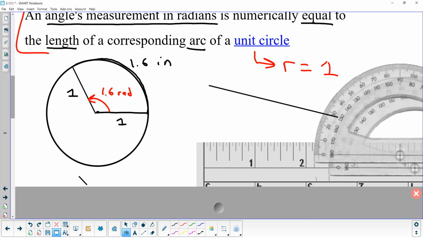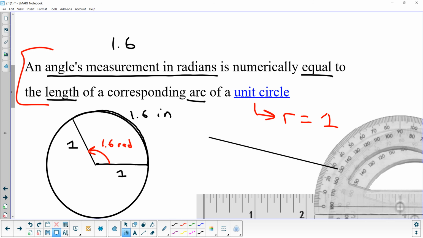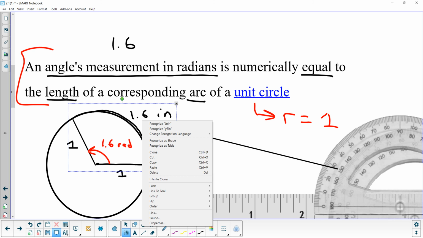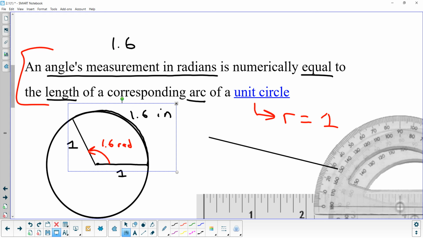That happens because I drew a circle that had a radius of 1. The size of this angle, or the measure of this angle in radians, comes out exactly the same as the length of the arc. Always on a unit circle. If this was 5.2 radians, this would be 5.2 inches. If this was 0.4 radians, this would be 0.4 inches. The angle size and the length of the arc always come out the same on a unit circle. Always. Any question on that?